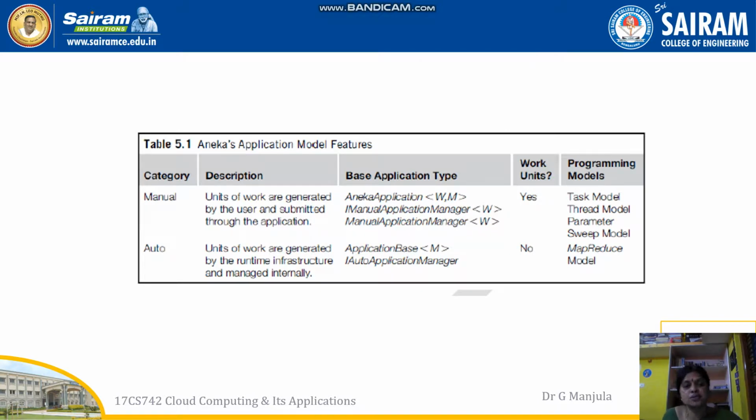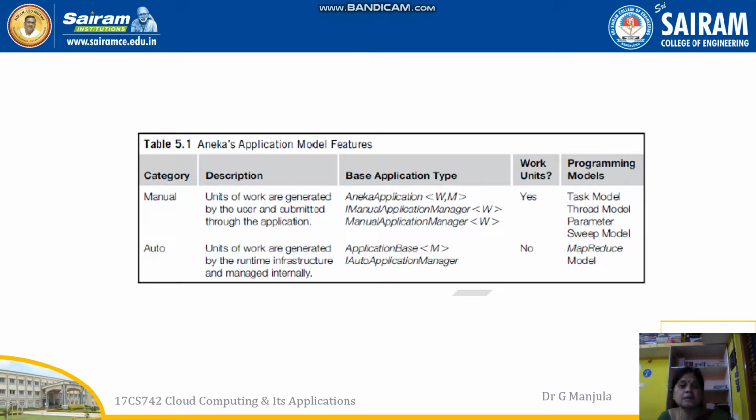Now we will move on to the next topic, Aneka's application model features. So how can Aneka's application be taken? What are the main features of Aneka? The main feature of an Aneka cloud is that it can be processed manually, and it can also be processed automatically. So what is meant by manually? Manually means units of work are generated by the user and submitted through an application. Are you understanding? The job is done by some worker node, or it may be a slave node, based on the request generated by the master.